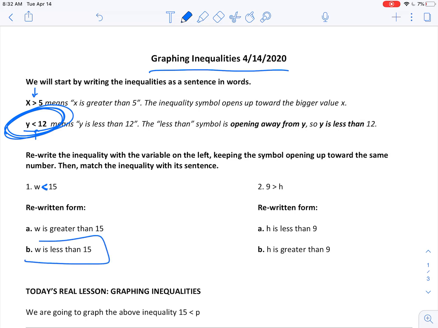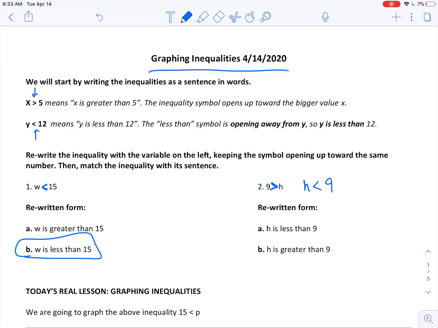So if I'm looking at number 1, variables on the left side, so I don't need to do anything there. And I'm opening away from w, so that means that w is less than 12, just like we saw up here. Sorry, w is less than 15. So w is less than 15.